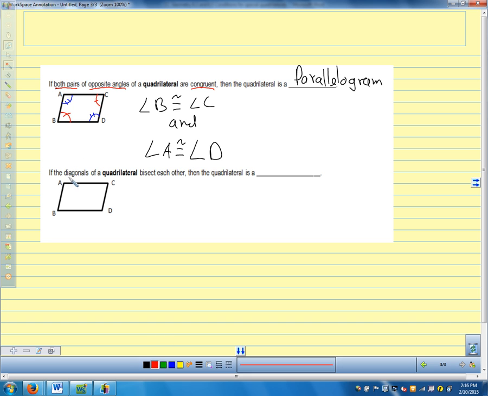All right, the next one says if the diagonals bisect each other, then the quadrilateral is a parallelogram. Now the diagonals, what do we mean by the diagonals? Where are the diagonals? A line between the corners. We're going across the quadrilateral. There's one diagonal and there's another diagonal. And I'm going to mark this point M.